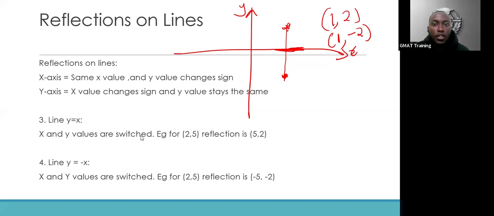What if this point 1, 2 is reflected on the y-axis? The x value changes sign and the y value stays the same. Now, on the y-axis, it becomes negative 1, 2. This is for the x-axis, and this is for the y-axis.